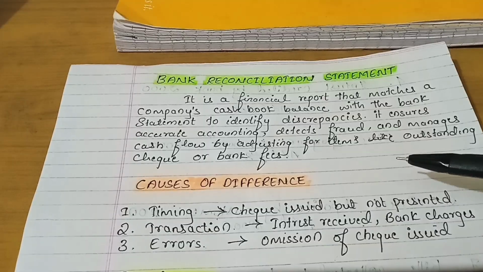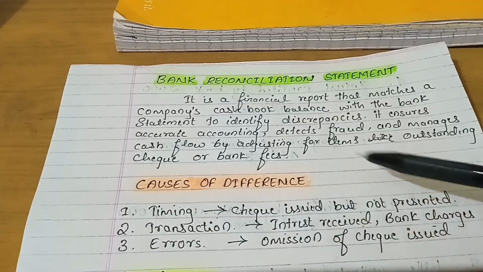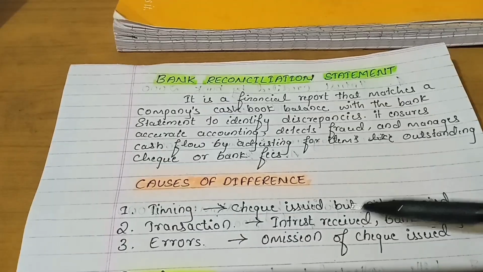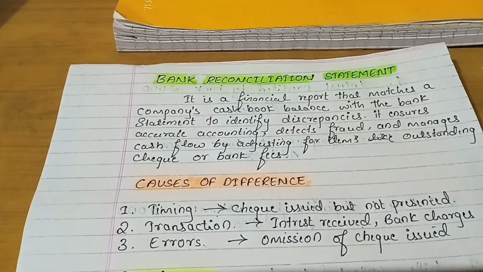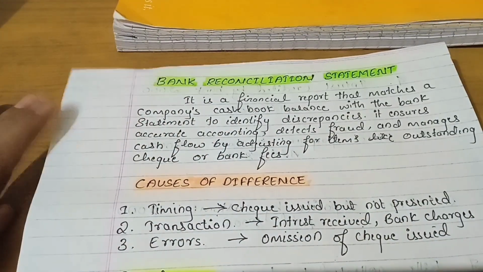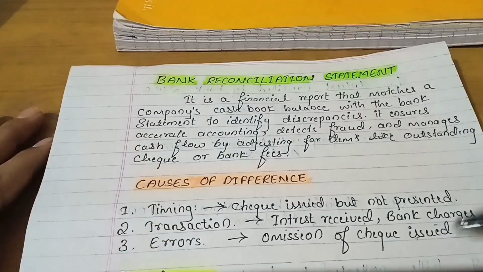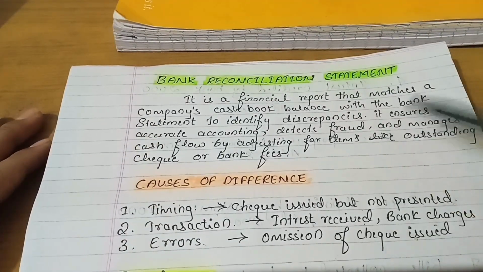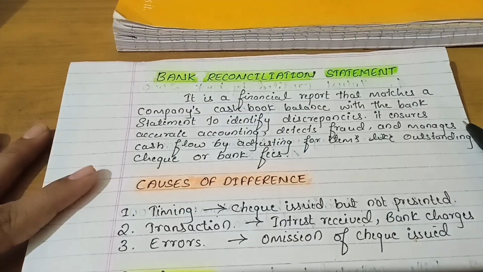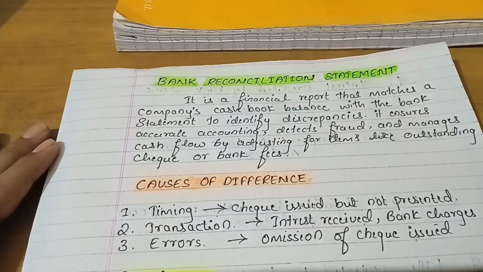And the second one is transactions made by bank. Sometimes the bank records transactions and we may not know them immediately, like bank charges deducted, interest credited by bank, or a customer who directly deposited money in our account. So these first appear in the passbook and later we update our cash book. And the third reason can be error or omission. Sometimes mistakes happen. Maybe we forgot to record transactions or entered a wrong amount. Even the bank can make these errors. So these mistakes also create differences and they must be corrected before preparing the BRS.